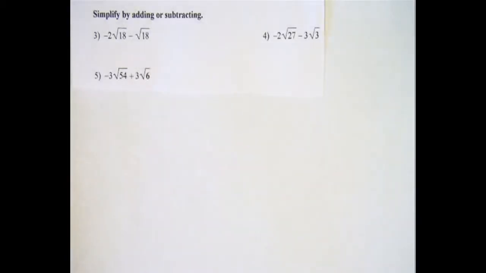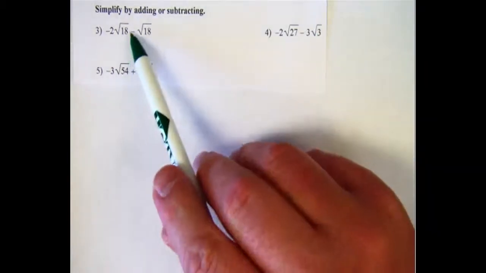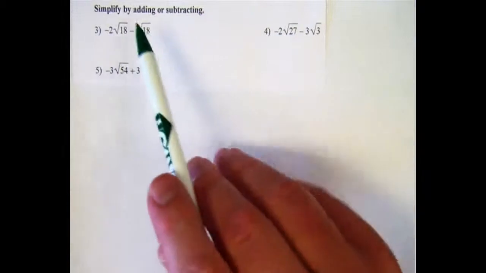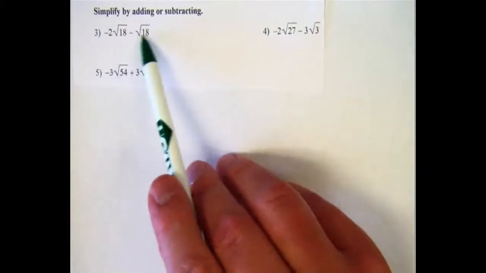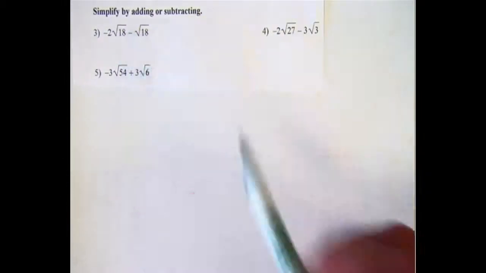Simplify by adding or subtracting. So here we're going to be adding or subtracting radical expressions, and the key to this is that you can only add or subtract them if the radicand, the number underneath the radical, is the same.